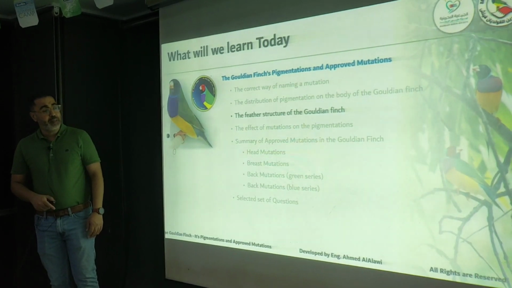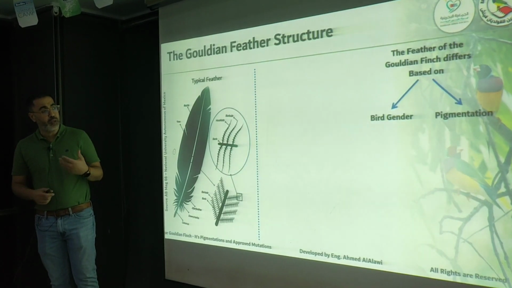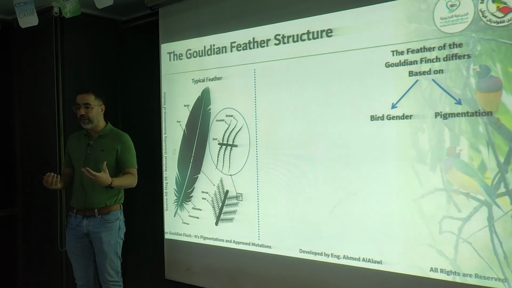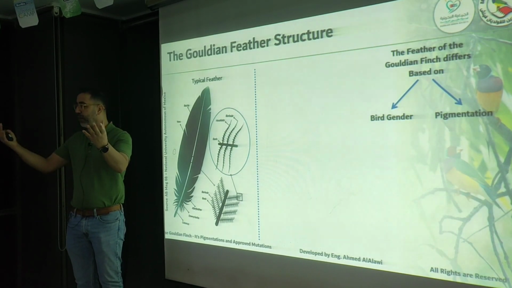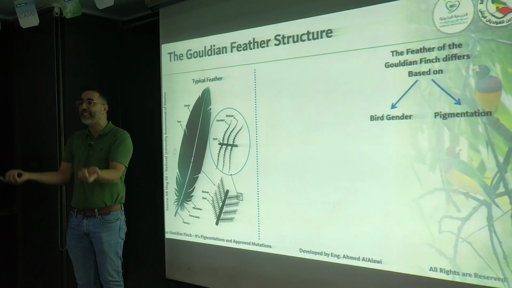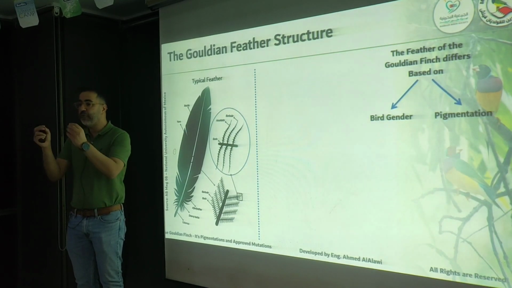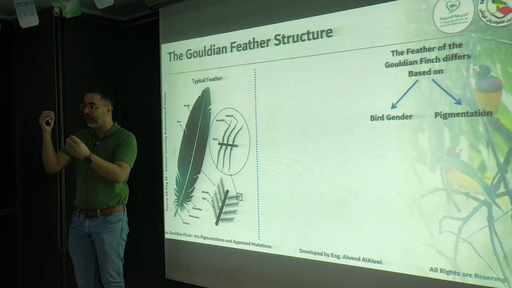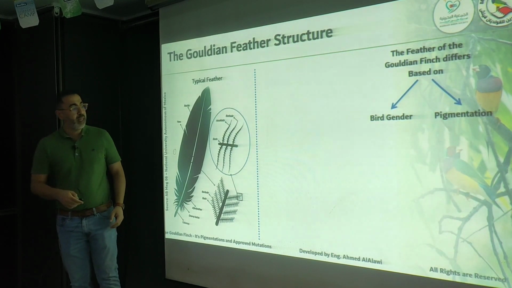Let's talk a little bit about what the feather of the Gouldian finch looks like. It's very important, because as breeders you want to pair the best male with the best female. But the best with the best is not always what my eyes see. I have to examine the feather quality of the male and the feather quality of the female. So let me give you an example.